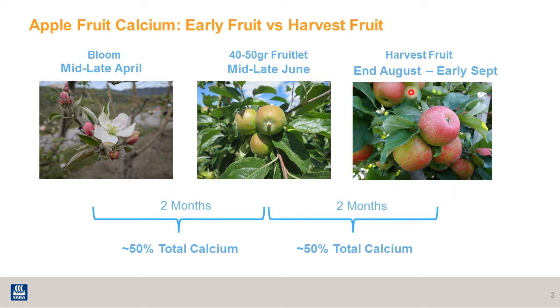I am using Honeycrisp apple here as an example for these timings. Honeycrisp is generally considered somewhat of an early apple variety because it takes about 4 months from bloom to harvest.